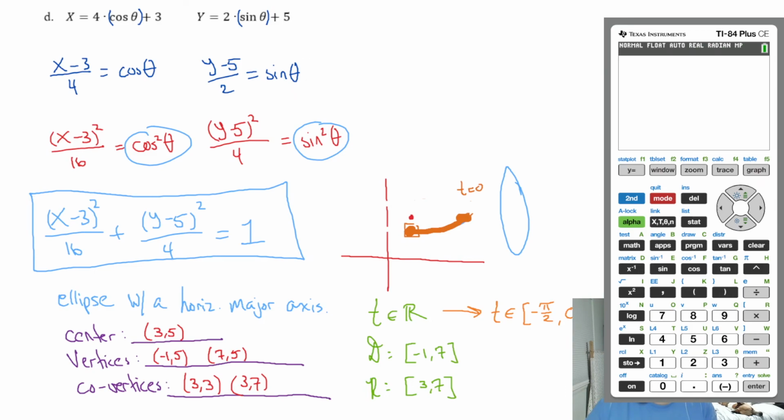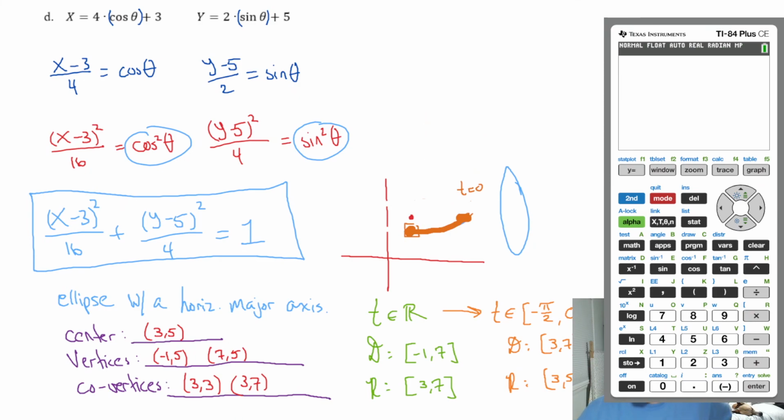And how does that change our domain and range? It means our domain suddenly only goes from the center's x value over to here. So that's 3 to 7. And from this co-vertex's y value up to the center. So the lower one, so 3 up to 5. Yeah, that's all. So we would get a smaller chunk of the graph, and our domain and range would be affected, obviously.